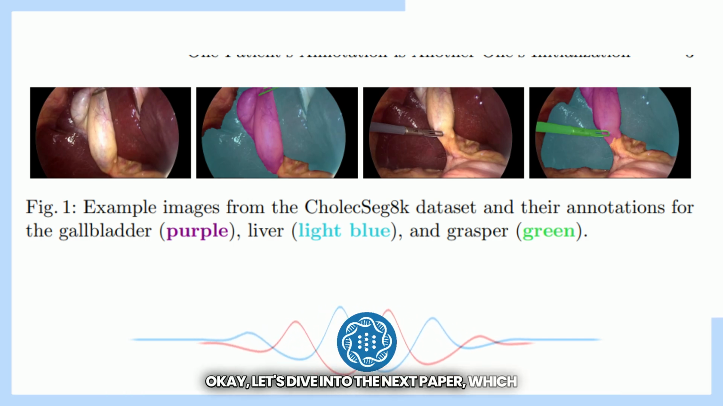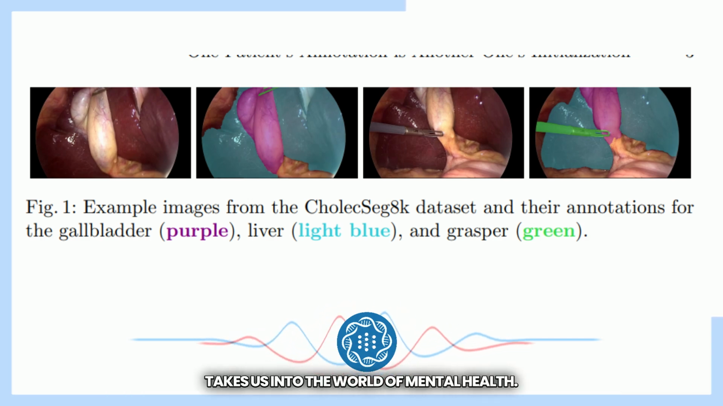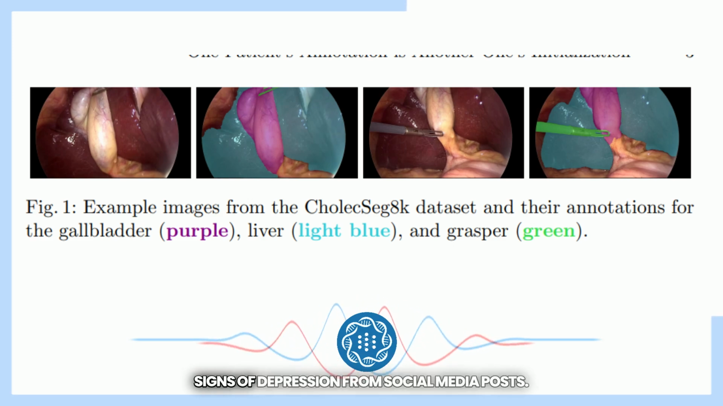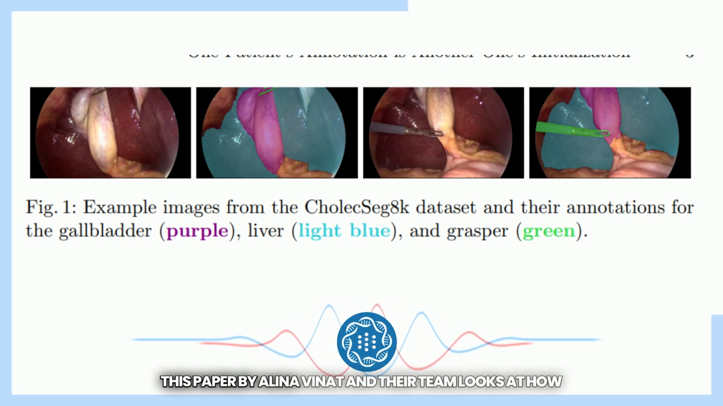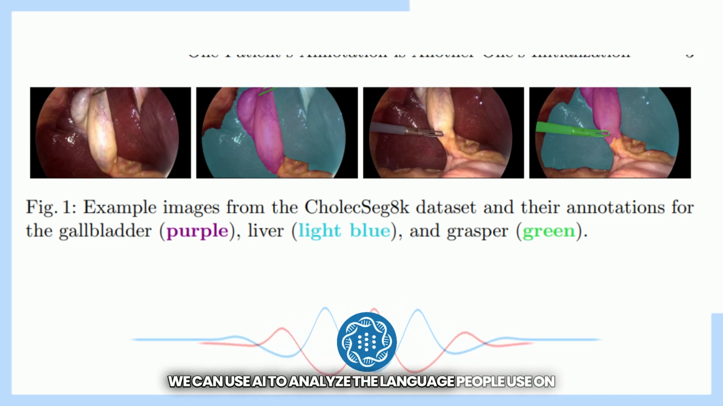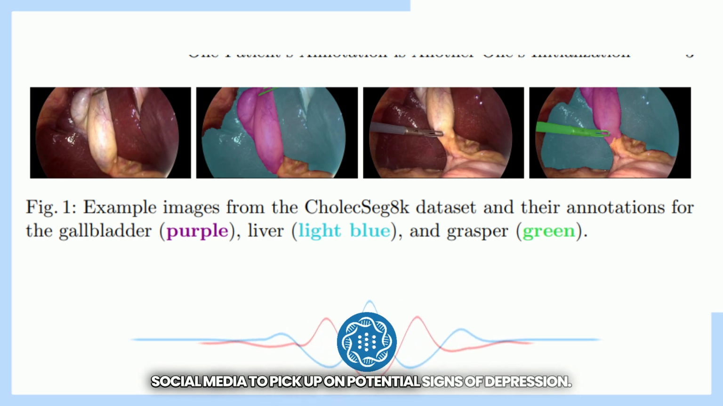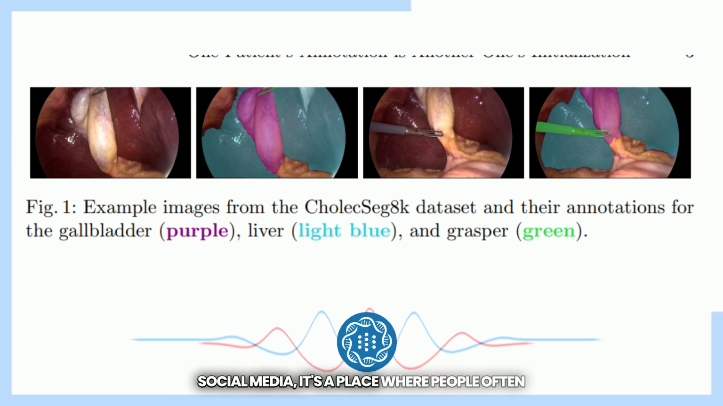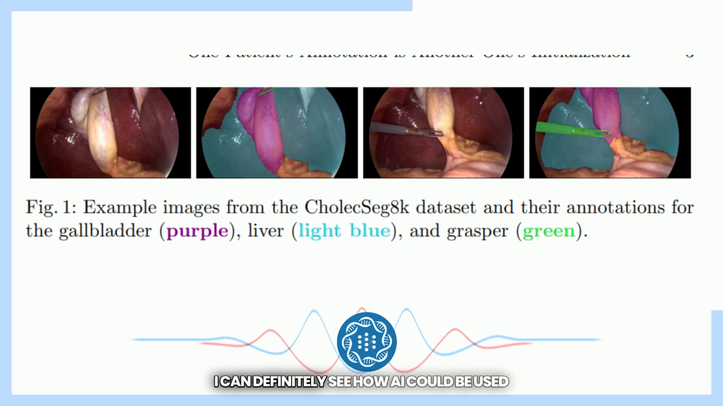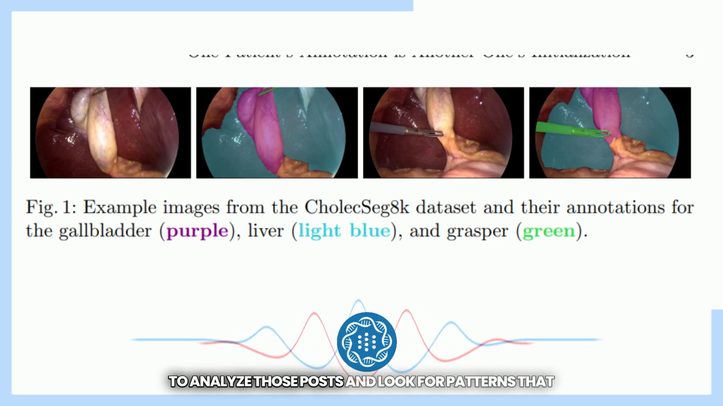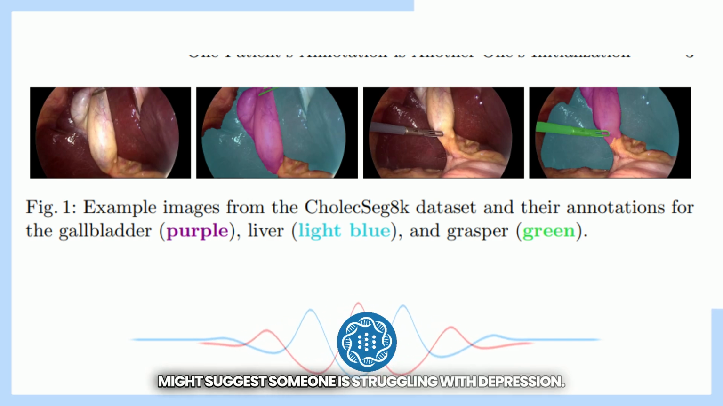Okay, let's dive into the next paper, which takes us into the world of mental health, specifically the use of AI to detect signs of depression from social media posts. This is a really interesting area of research. This paper by Alina Vinant and their team looks at how we can use AI to analyze the language people use on social media to pick up on potential signs of depression. Social media, it's a place where people often share their thoughts and feelings, good and bad. I can definitely see how AI could be used to analyze those posts and look for patterns that might suggest someone is struggling with depression.